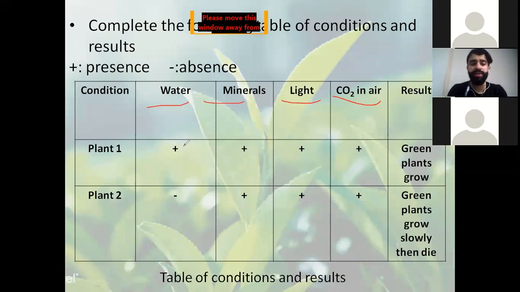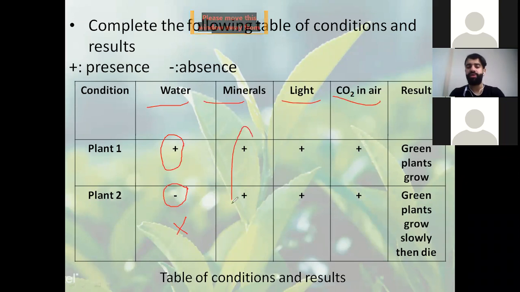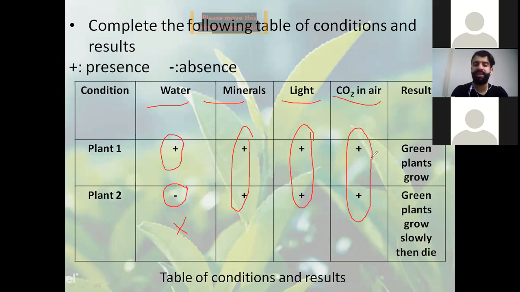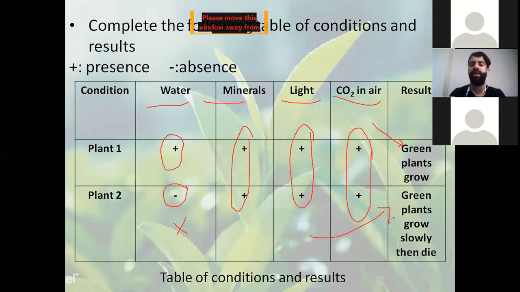Water is found in plant A, but it's absent in plant B, so we don't have water in plant 2. Minerals are found in both plants. Light in both plants. CO2 in both plants. Whenever I talk about them, it means that they are present. Green plants grow normally in plant 1, while in plant 2, they have abnormal growth. So green plants grow slowly and then they will die.